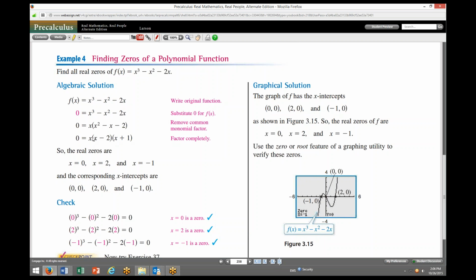So 0 being subtracted from x, 0 is a 0. 2 subtracted from x, so 2 is a 0. And x plus 1 actually indicates that negative 1 is being subtracted from x and written as x plus 1. So the three zeros then are 0, 2, and negative 1.